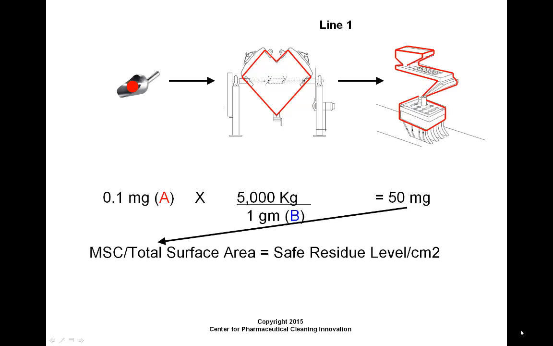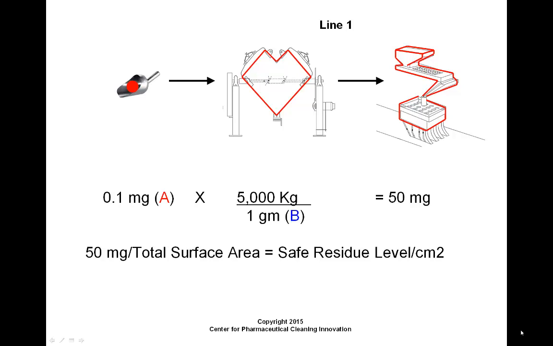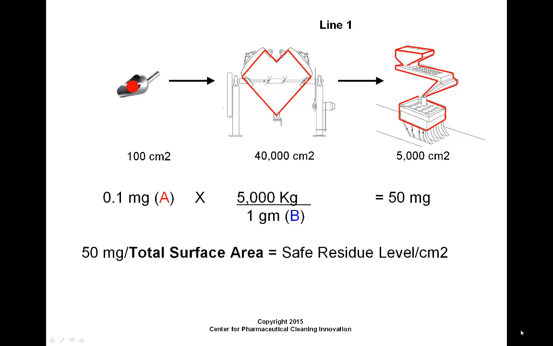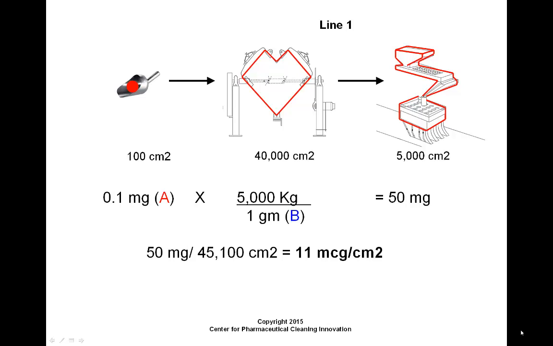So that number would plug into this equation here, and we would have 50 milligrams divided by the total surface area would give us a safe residue level per square centimeter. Now we have the values for these pieces of equipment, and we'll put them in here, and that will give us 50 milligrams divided by 45,100, which will come out to our safe residue level of 11 micrograms per square centimeter.